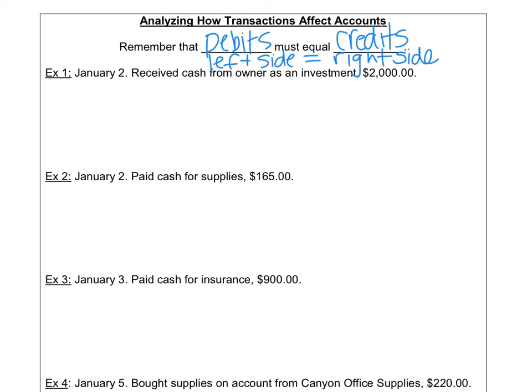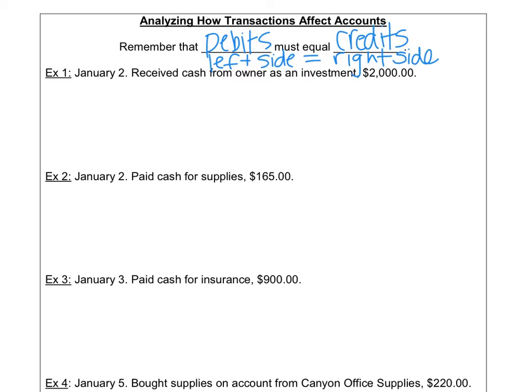The first one is on January 2nd. We received cash from owner as an investment for $2,000. So Michael Delgado is taking his own personal money and putting it into his business. Whenever we talked about this investment last chapter, we knew that an asset would have to increase because cash increased, and my owner's equity would increase as well, because if I make an investment, that affects my owner's equity.